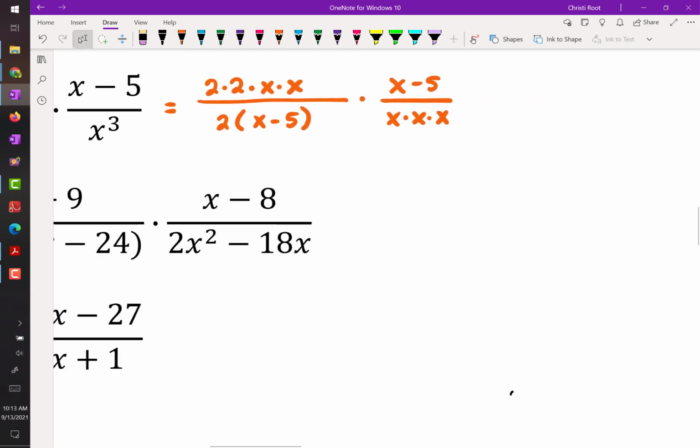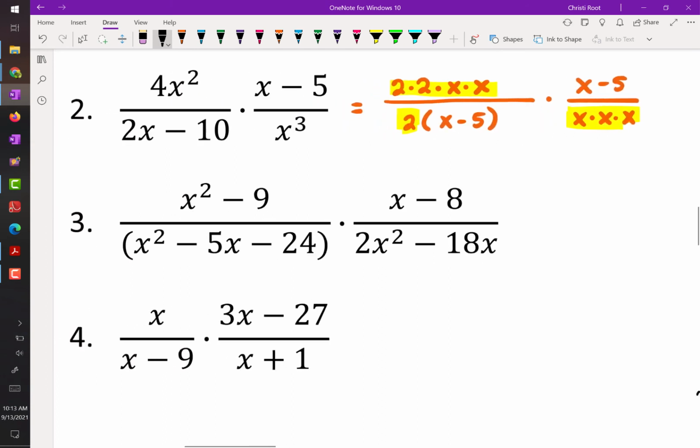Okay, so let's look at monomials first. All of these are monomials right here, and the other two are binomials. So I can go ahead. Oh, wait, what did I forget to do? I got to look for excluded values.